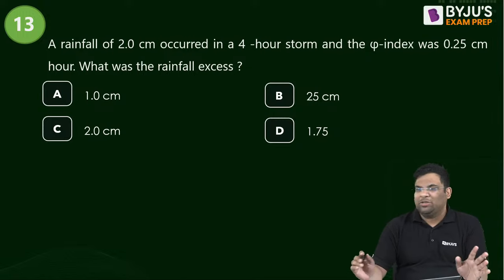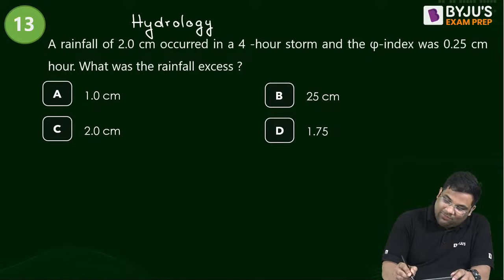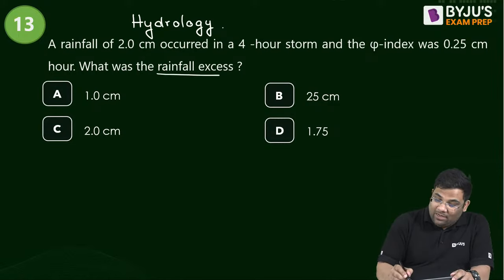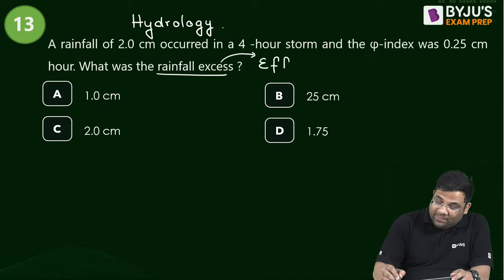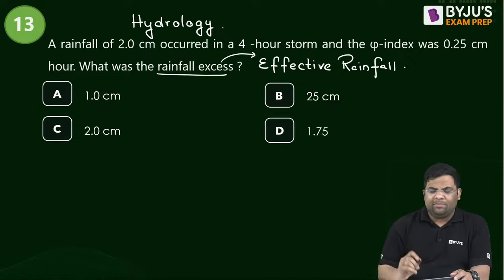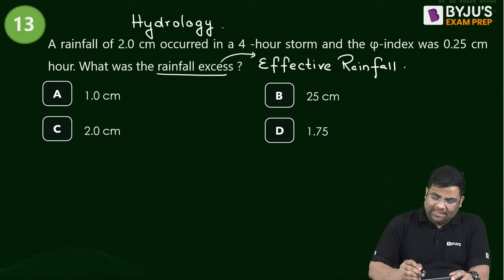A very straightforward question from hydrology. They're asking for the rainfall excess. I took a class some days before, and rainfall excess is nothing but the effective rainfall, or I can say the excess runoff. So what is the answer to this? Please tell me. Very easy question. 1 centimeter.